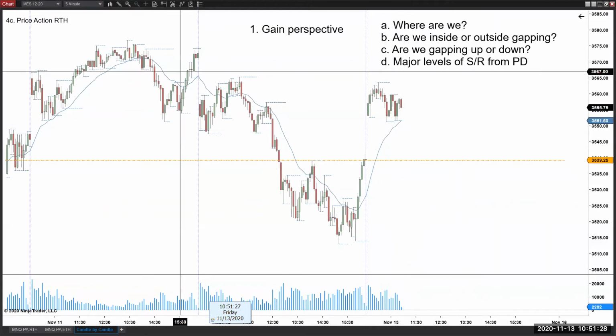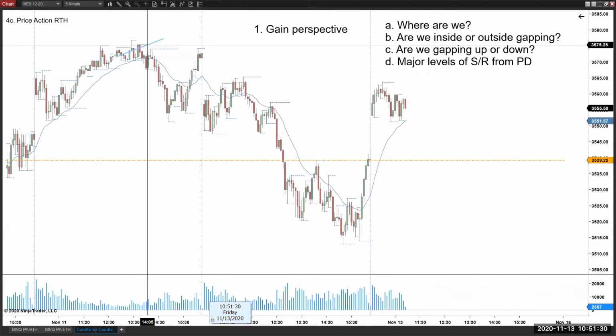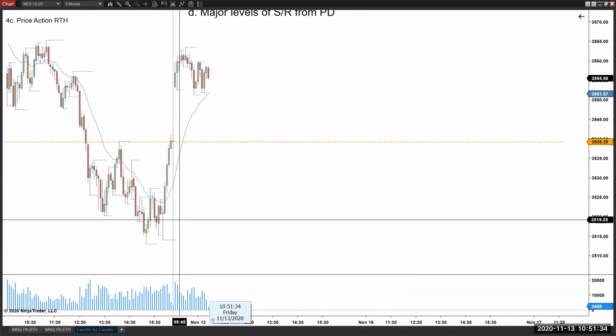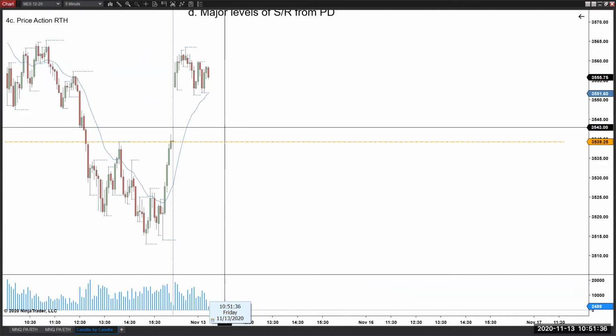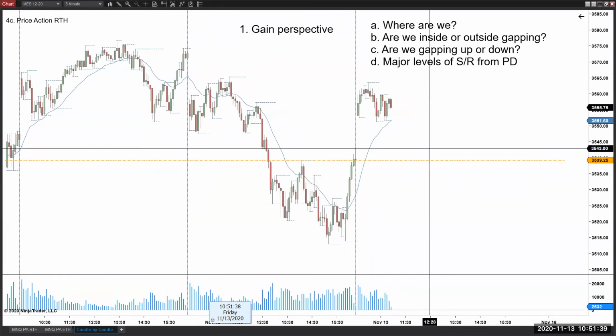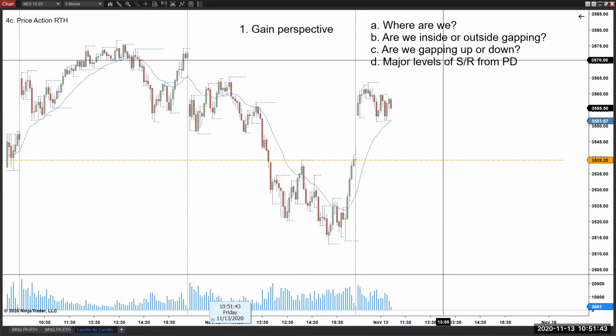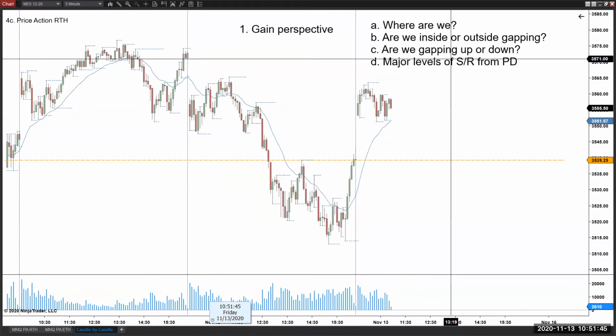Where are we? What's going on? I don't care about what happened over here. This is irrelevant. It might not be, depending on the context, but right now I can look at just this and see what's going on. We have a gap up. We're inside yesterday. There's enough information just there. So gain perspective, that's rule number one. We've got to know where we are.